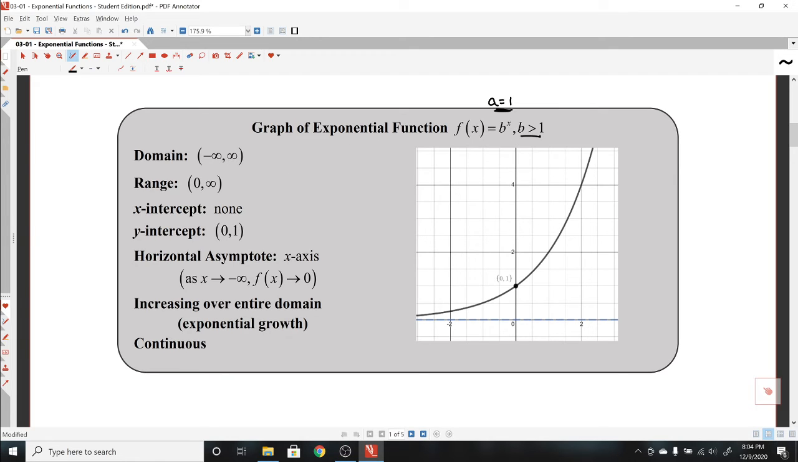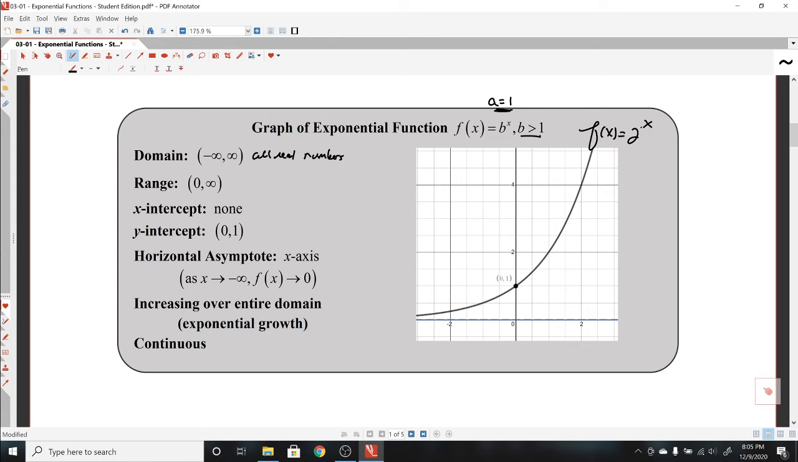Well, take a look at it. If I take, for example, a function f of x equals 2 to the x, I can raise 2 to absolutely any power that I want to. Positive powers, negative powers, zero, fractions, decimals, whatever. So the domain of a function like this is all real numbers.